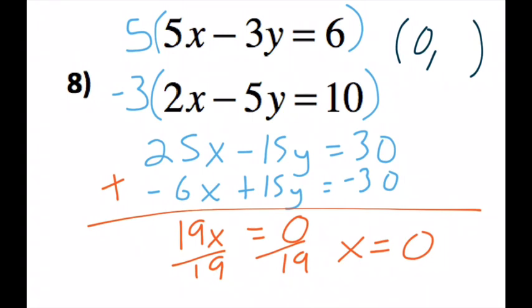So there's multiple ways to do all of these problems. There's different things you can multiply by. The key thing is that you multiply the entire top by that number, okay, and you multiply by a number that, when you add together, is going to eliminate one of the variables.